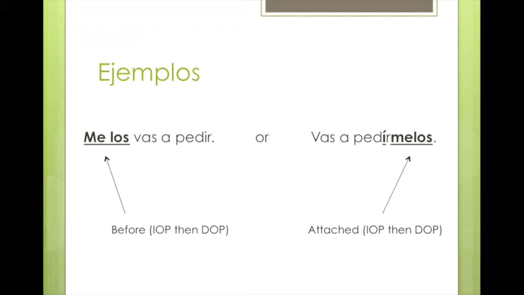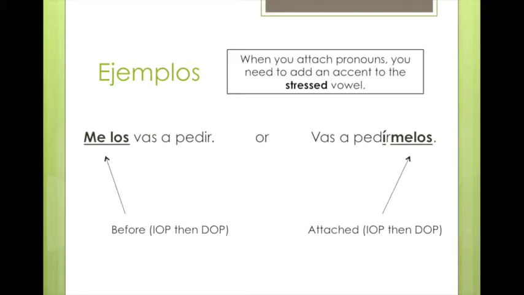However, when you have the infinitive pedir, like you are going to order, you can actually attach. As long as you have an infinitive like pedir, you can attach. And you could put the indirect and then the direct. Vas a pedirmelos. Notice you're going to have to add an accent to the stressed vowel, which in this case is the third to last syllable. Vas a pedirmelos. You are going to order for me them.